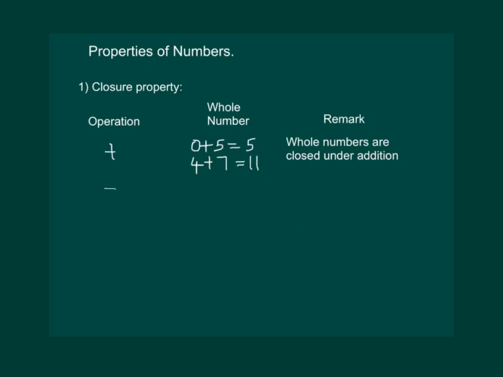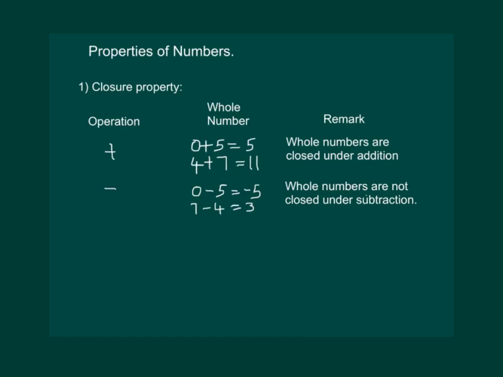Now let us check for subtraction. If we do 0 minus 5, we get minus 5, which is not a whole number. Minus 5 is actually an integer. If we do 7 minus 4, we get 3, which is a whole number. But since we can find at least one case which does not satisfy the condition, hence we can say that whole numbers are not closed under subtraction.